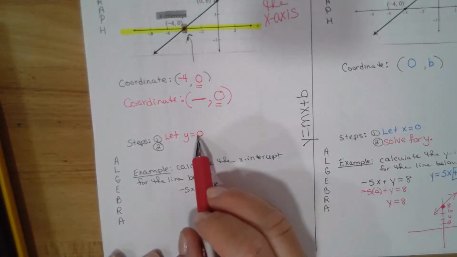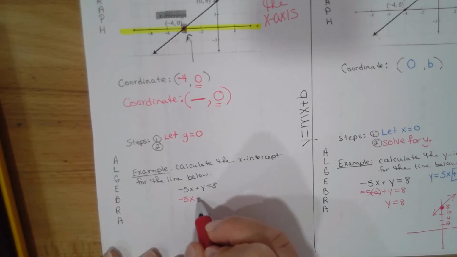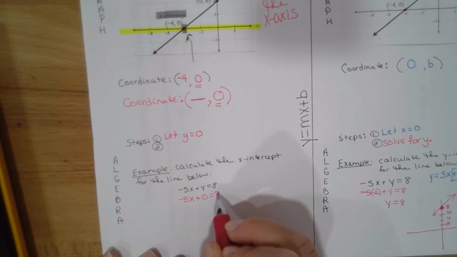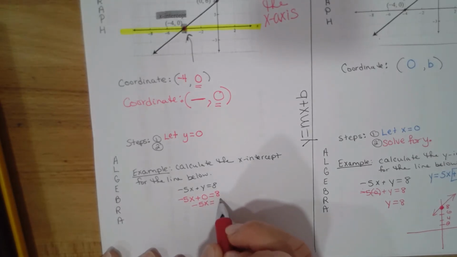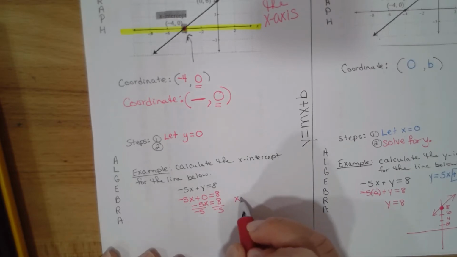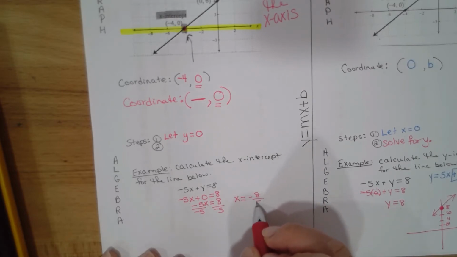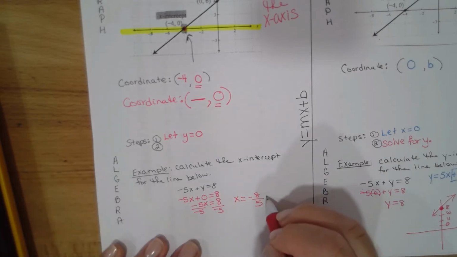So if I'm going to plug 0 in for y, let's see what we get. So negative 5x plus 0 is just negative 5x. Solve for x. So x equals negative 8 over 5. And you guys can figure out what that is as a decimal if you would like.